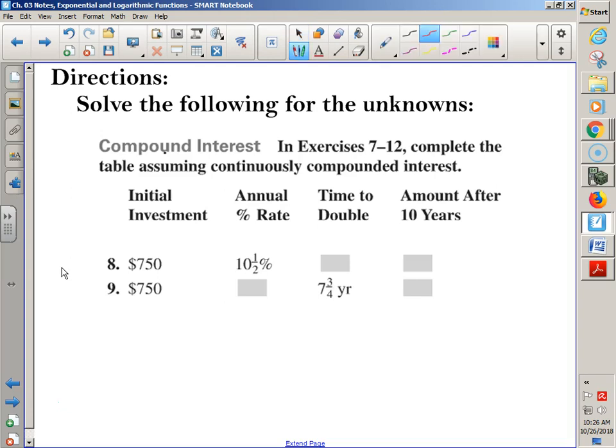As soon as you read the words continuously compounded, I need you guys to put a formula with it, and specifically the formula from the page before.